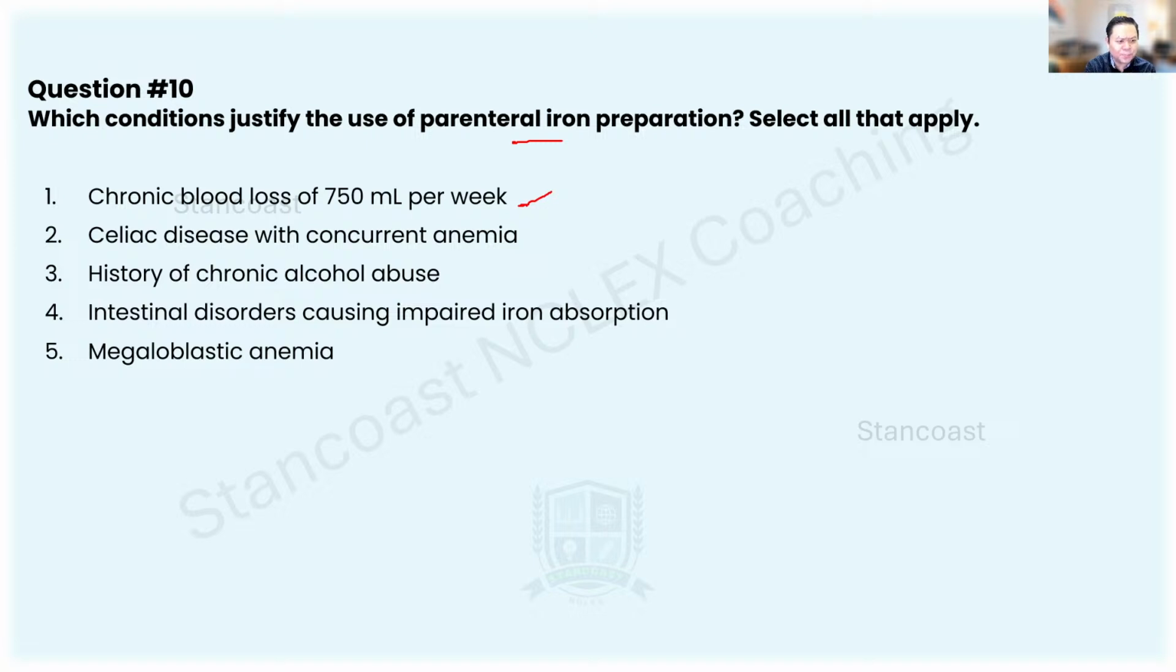So was this parenteral iron preparation? I can barely see it from here. I need some eye checkups. So we have an answer here from Charity. No, not Charity, rather. Mary Flor answered 1, 2, 4, 5.